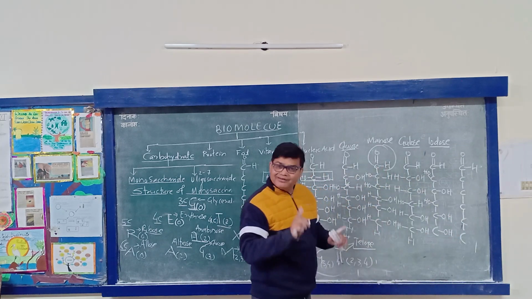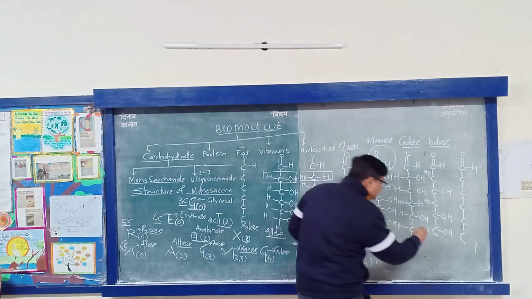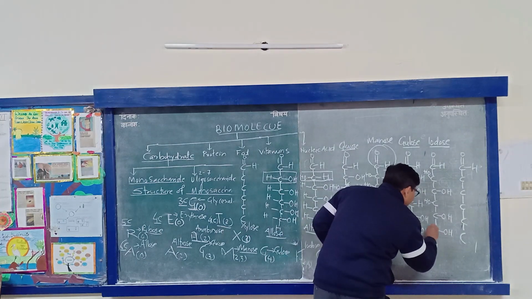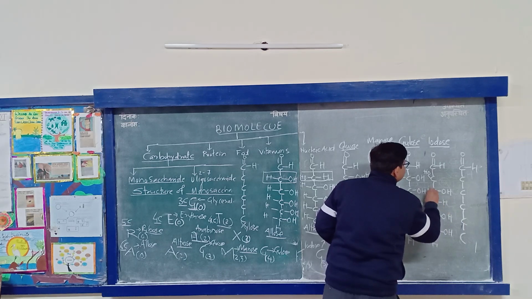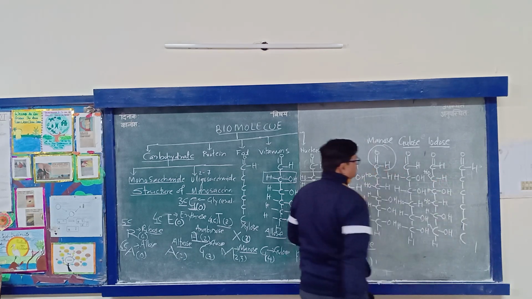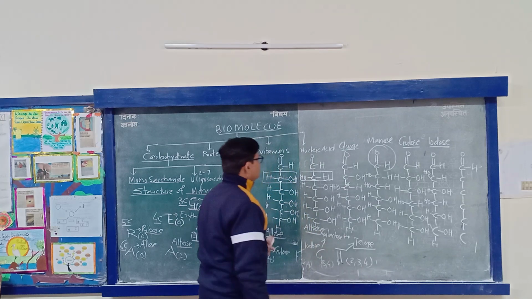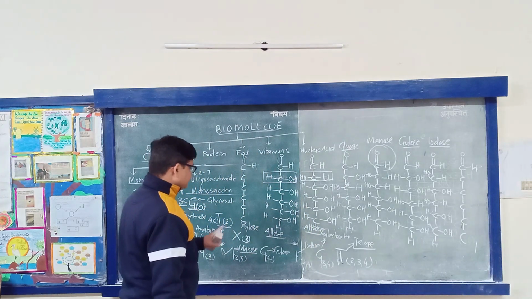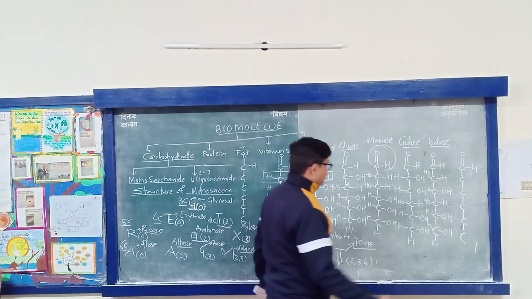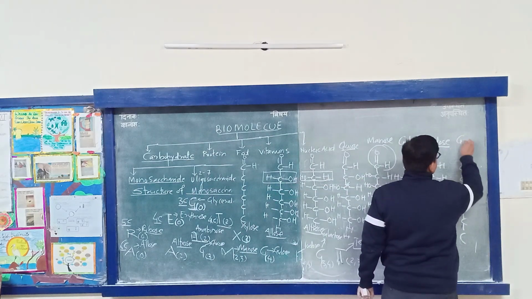Again, you have to fulfill the carbon valency. Simple. That is hydrogen, then hydrogen, then hydrogen, then hydrogen, and then hydrogen and hydrogen. So this is the chemical structure of idose. Okay. Next, that is galactose. I am drawing the chemical structure of galactose.